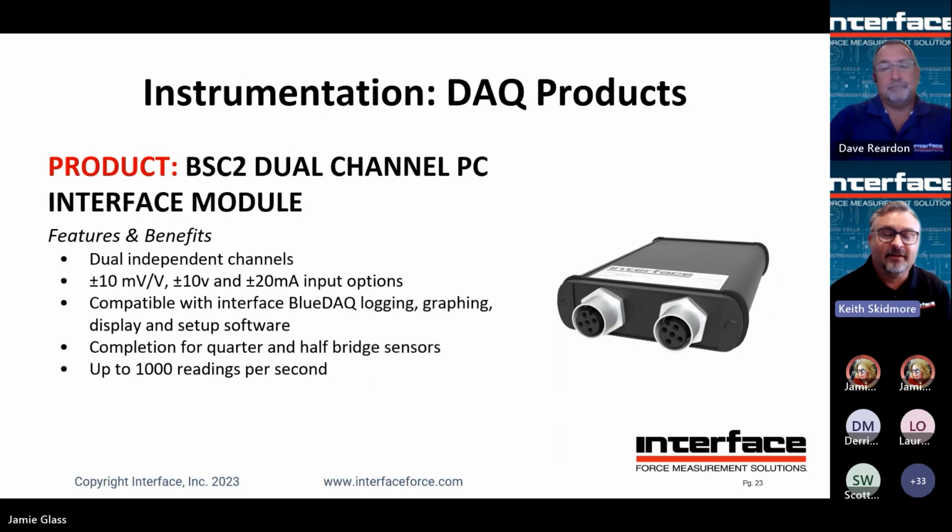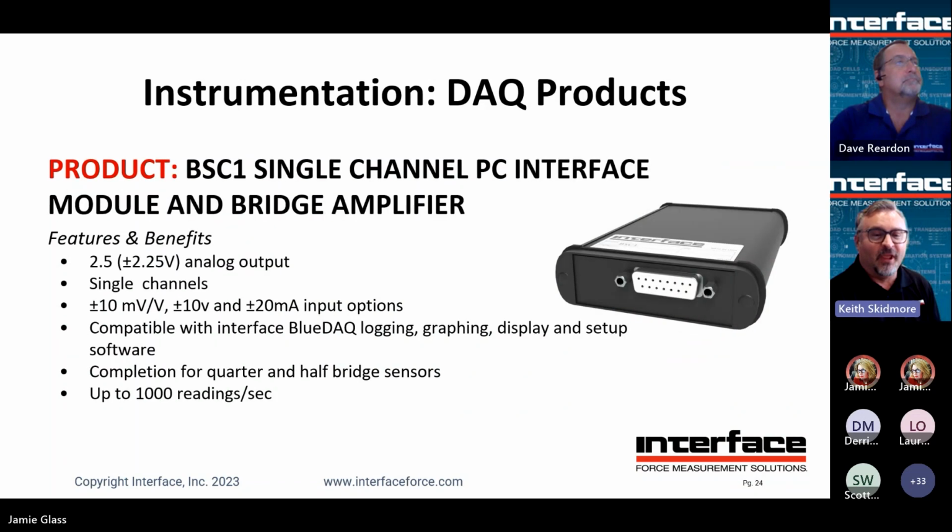Next slide. So we also have a BSC2 and a BSC1. These are 2 and 1 channel devices. These are quite economical if you just want a couple of channels. The channels can be millivolts per volt or milliamp. You can also do some bridge completion with some of these devices. And the next slide shows the BSC1, which is basically the single channel version of this. This one actually has an analog output too. So you can have, say, a digital connection to the PC and an analog output.